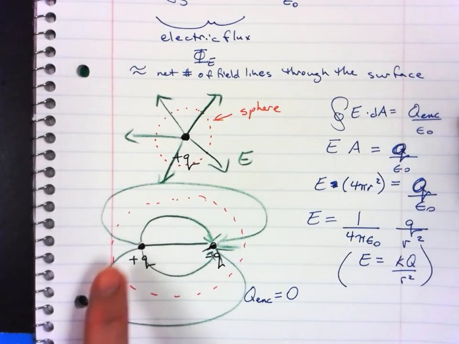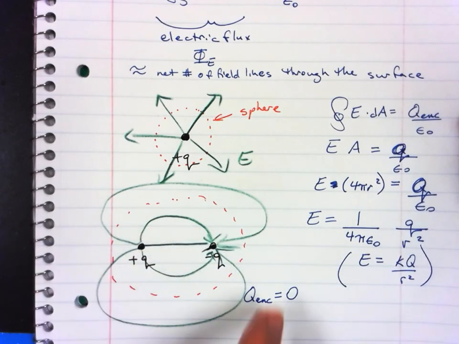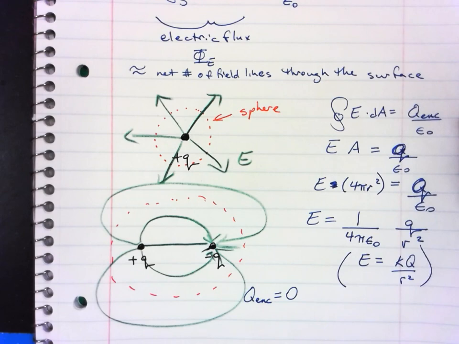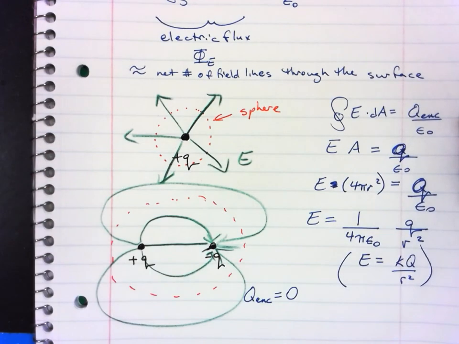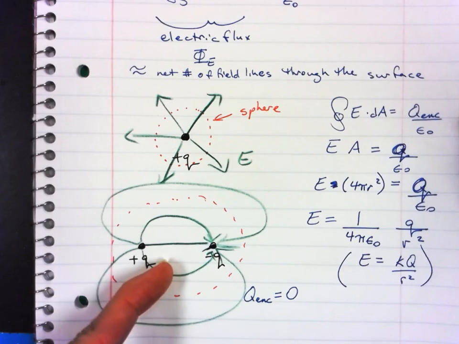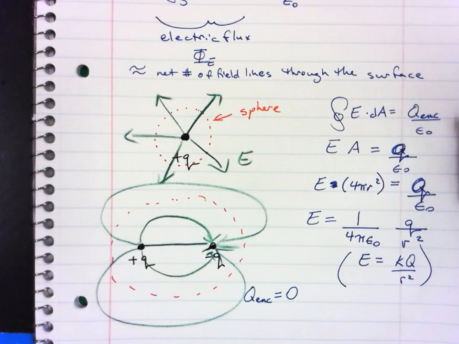So every field line, like even this one that goes straight away, well, there's one over here that matches up with it. So the same number of lines leave as enter, so the flux is 0. The charge enclosed is 0. So this holds 0 on either side of the equation. Now we're going to use that same idea and apply it to magnetism.